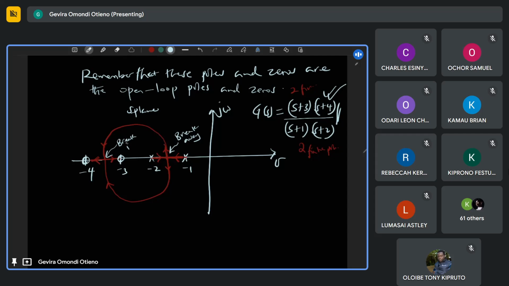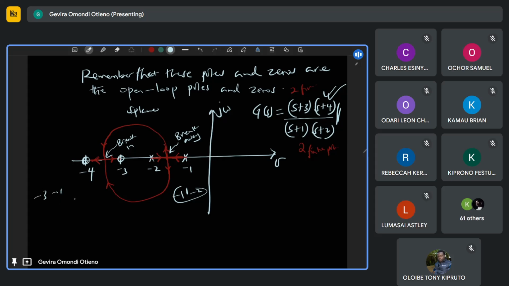Then here is the point where they break in. This is known as a break-in point, the point at which the poles rejoin the real axis from the imaginary axis. You are always asked to calculate both those points. It's easy to calculate because once you calculate, you know that the answer for a breakaway point must be between -1 and -2. So it has to be somewhere there. And the break-in point in this case must be between -3 and -4.